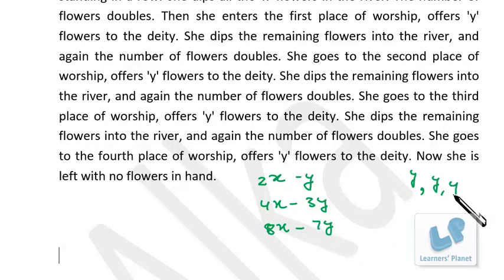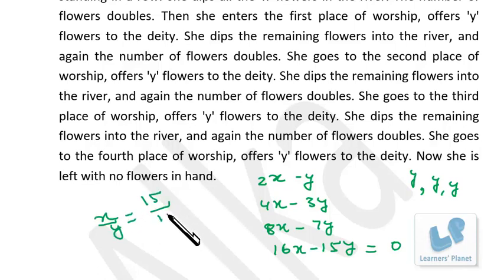Further, y at the third place. Now it will be 16x minus 14y, and from that also she is offering y at the last place, so she'll be having 16x minus 15y, and basically this is 0, because at the end she is having no flowers in hand. So we can find out the ratio of x and y over here. X is to y is 15 by 16.